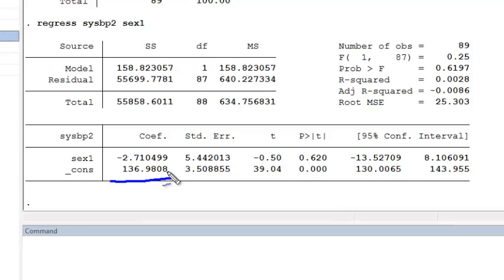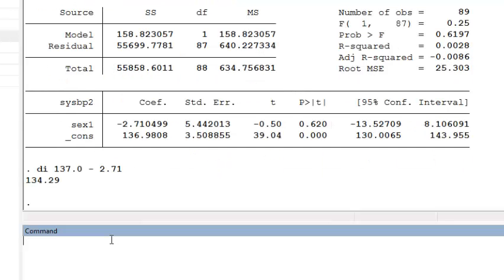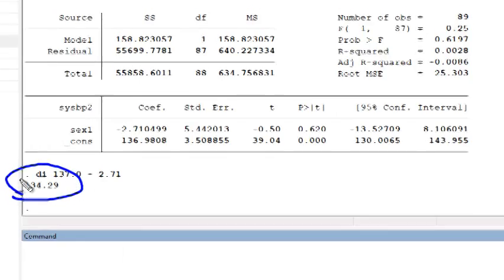To get the average systolic blood pressure at exam 2 for males, we would take the constant term, and since males are coded as 1, we would add to it what we previously called the slope parameter. Therefore, the average systolic blood pressure for males at exam 2 would be the constant term, 137.0, minus 2.71, that slope term. So the average systolic blood pressure for males would be something like 134.3.